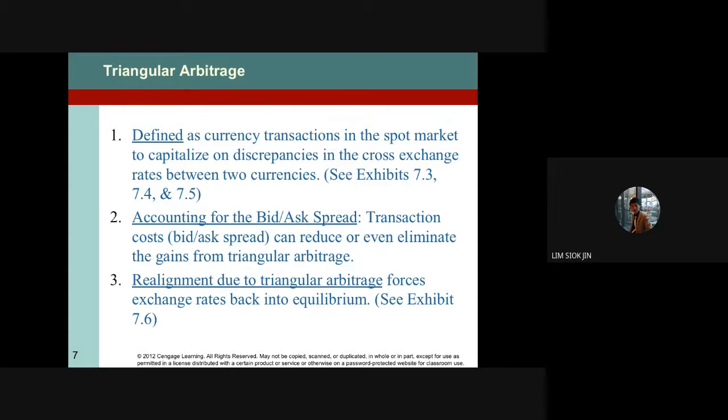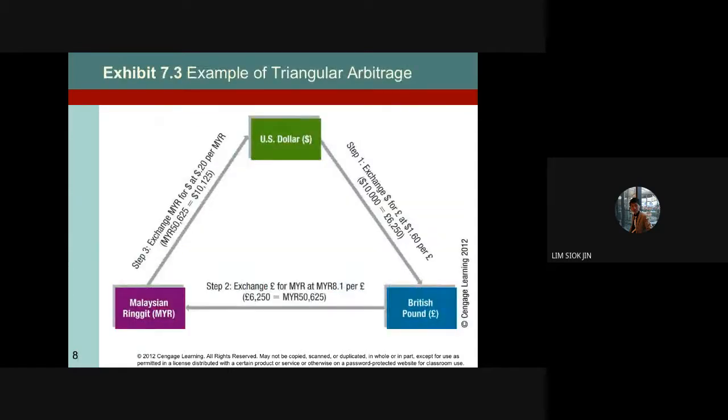So the next one that is also possible is known as triangular arbitrage. So what is triangular arbitrage? Triangular arbitrage is defined as currency transaction in the spot market where you capitalize on discrepancies in the cross exchange rate between two currencies. So this one relates to more than two currencies. It relates to three different currencies. Transaction cost of the bid ask spread can actually reduce or eliminate gains from triangular arbitrage. And usually when there is triangular arbitrage, there will be realignment. That means it will not last for long either. All right, so let's see what it means.